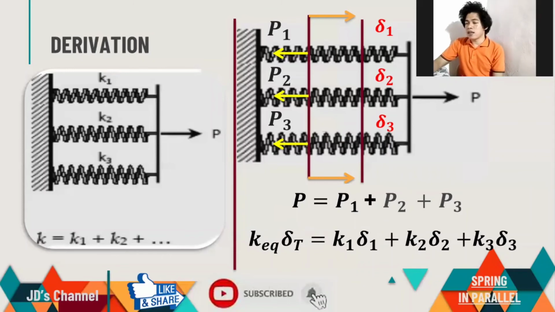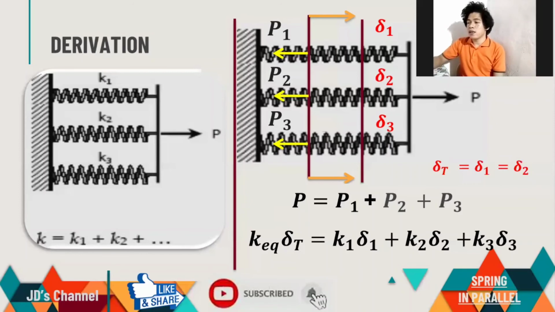So, K equivalent times delta is equal to K1 delta 1 plus K2 delta 2 and plus K3 delta 3 and so on, if you have more in the problem you are solving. Since there are only three, and since the total delta is equal to delta 1, equal to delta 2, equal to our delta 3, as mentioned earlier.